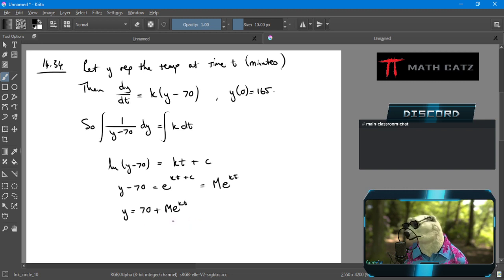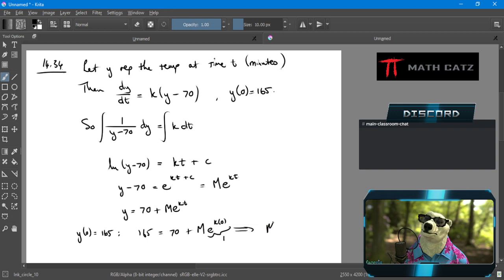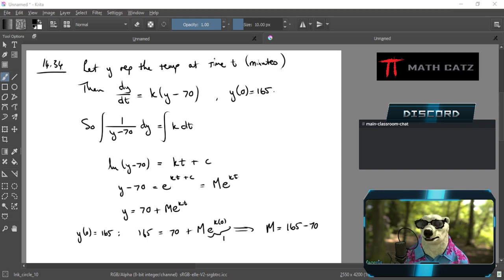It doesn't really matter. Then I'll use the fact that at 0 I had a 165-degree turkey. So 165 for y gives me 70 plus my integration constant e to the k times 0, which is 1. And this gives me my m as 165 minus 70. I'll just put it in the chat so you have something to look at.